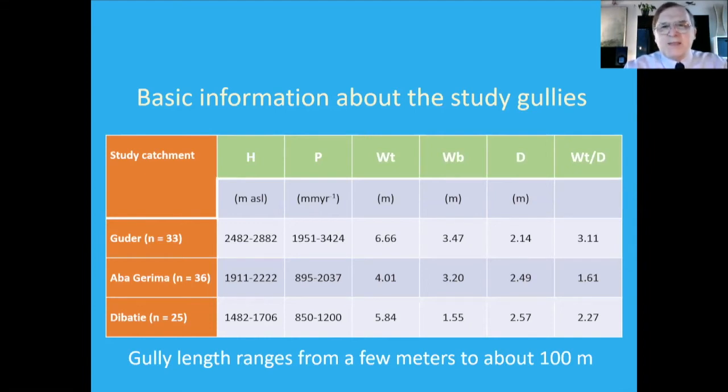Average sizes of gullies are reported here as well, and you see that average top width is about 6-7 meters in Guder, and 4 meters in Aba Gerima, 5 meters, 0.8 in Dibate, and so on. Depth is around 250. And gully length ranges from a few meters to about 100 meters. So we have a very large variety of gully sizes in this study.